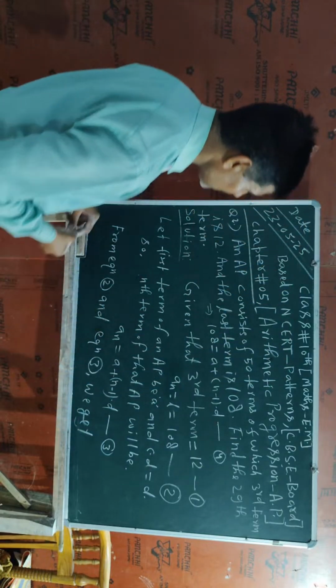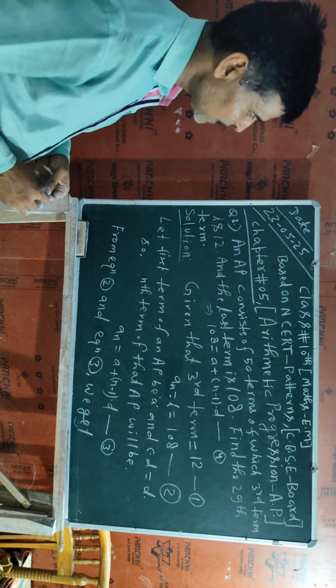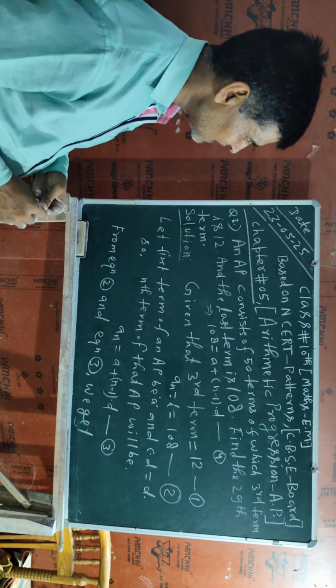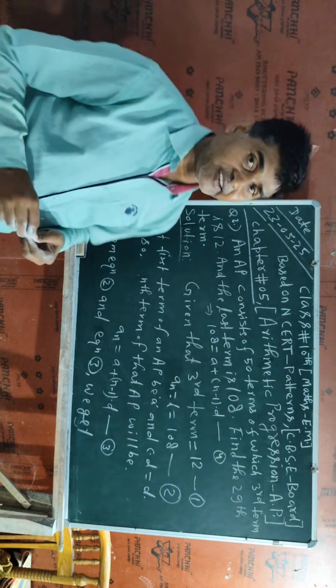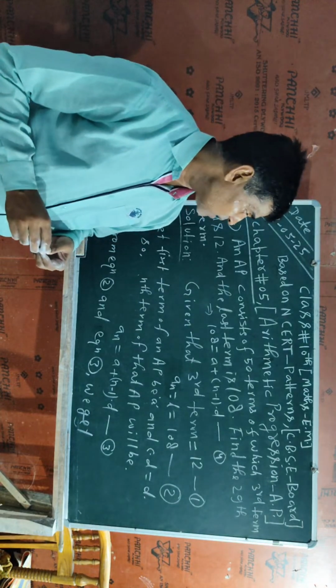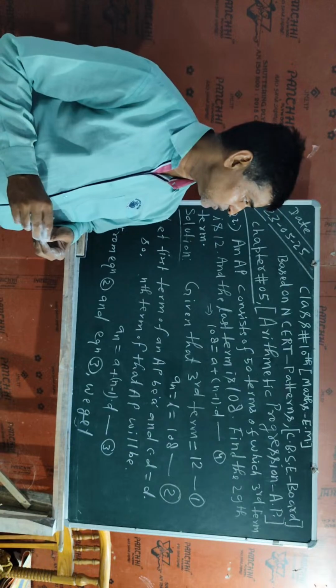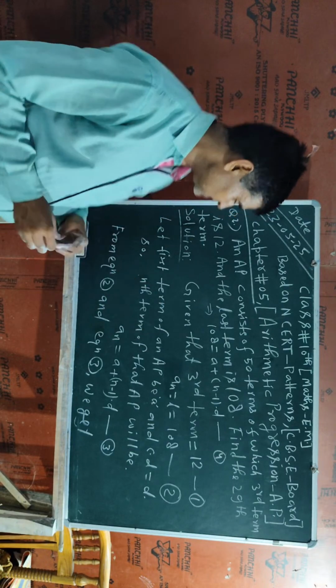Now further I will also simplify it, because we have to get the value of the 29th term. So I will calculate the values of a and d, and after getting their values I will substitute, and after substituting I will get the answer.